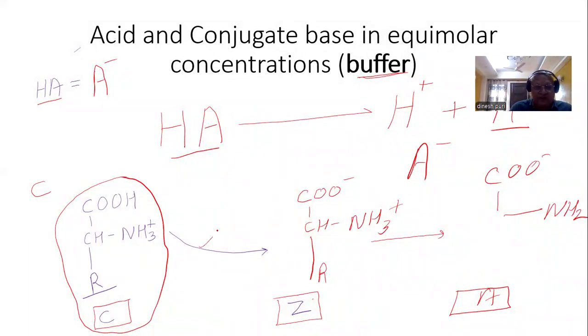Here there is a proton donation, dissociation of the carboxylate group. Here there is a proton donation, dissociation of the amino group. So if you see the cationic form and the zwitter ion form together, the cationic form is acting as an acid and the zwitter ion is acting as its conjugate base.